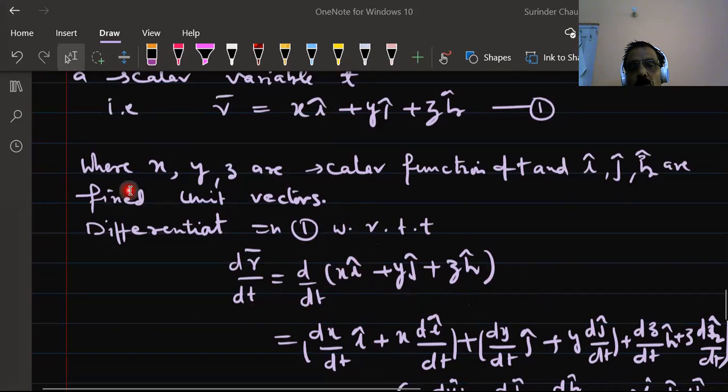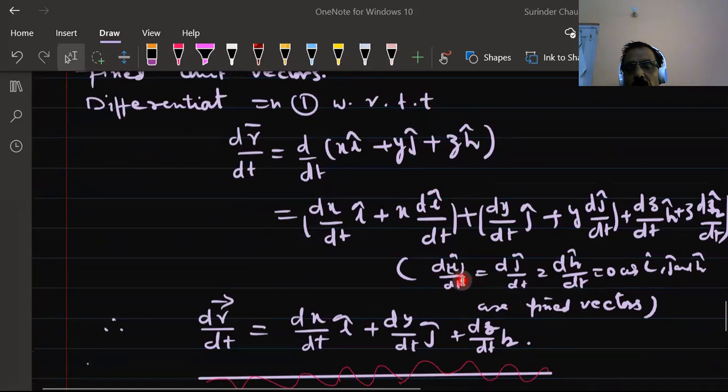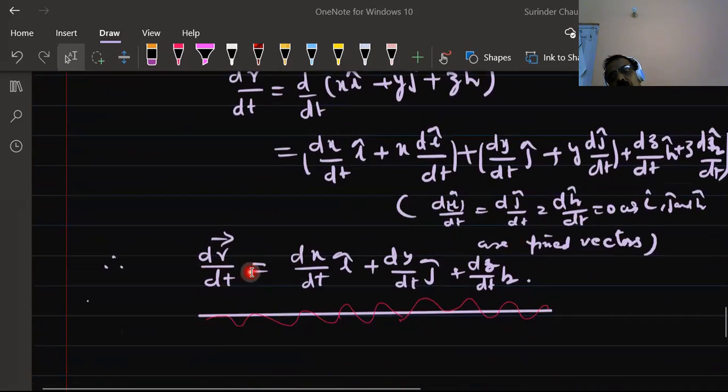The derivative of a sum is the sum of the derivatives, and for a product, the derivative is the first function times the derivative of the second plus the derivative of the first times the second, and so on. Now i, j, k are fixed vectors, constant vectors, so their derivative is 0. So the derivative of a vector in component form is equal to the vector of the derivatives of the components. If you want to find the derivative of a vector, find the derivative of its components, and this will give you the result.